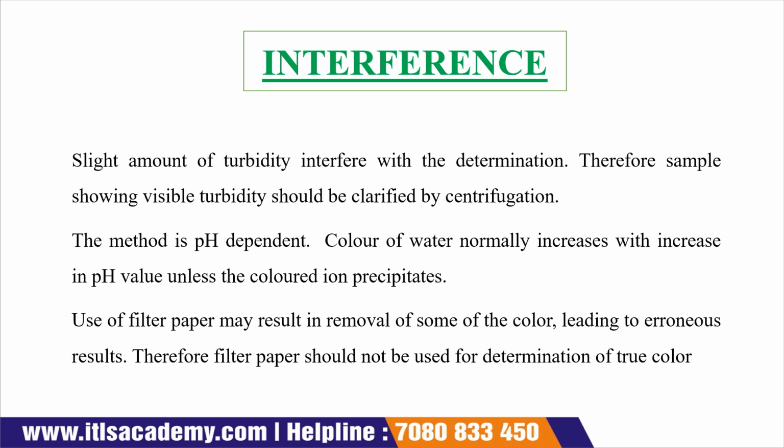Okay. Now the next is interferences. There are three interferences. The first one is that a slight amount of turbidity will interfere with the determination. When we measure the color of the water, even a slight amount of turbidity will interfere. Therefore, samples showing visible turbidity should be clarified by centrifugation.